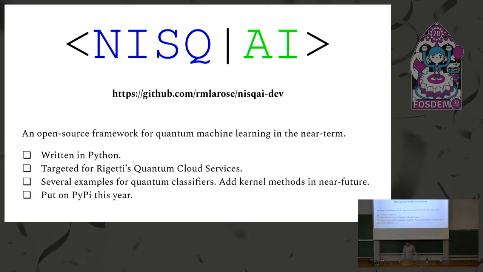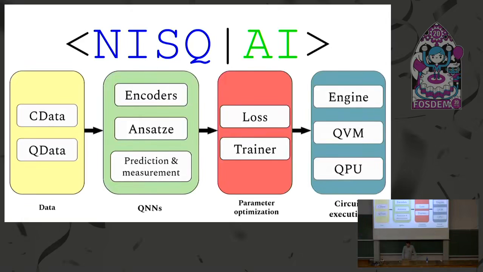We have several examples for quantum classifiers, one of which I'm going to go through here in a moment. And we're looking to add some kernel methods for quantum machine learning in the near future. And we hope to get ourselves on PyPI at some point this year.